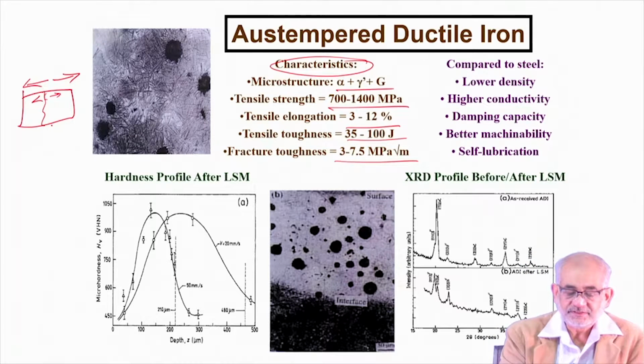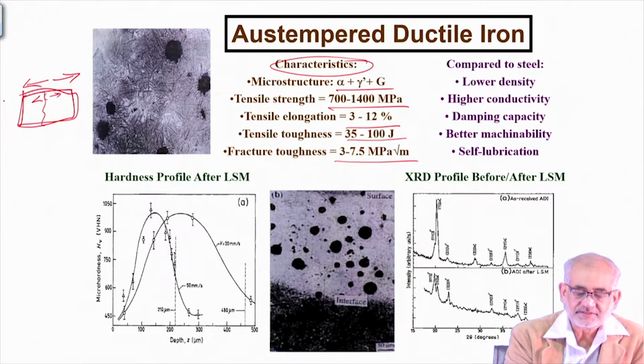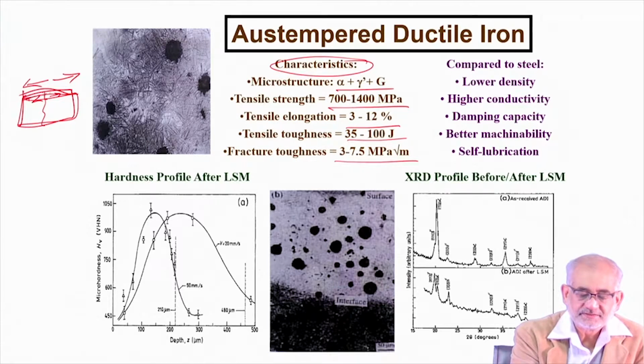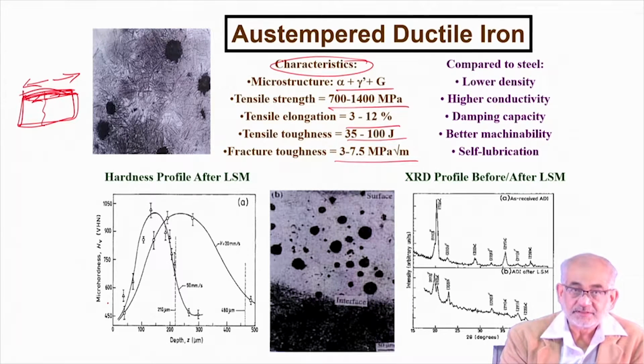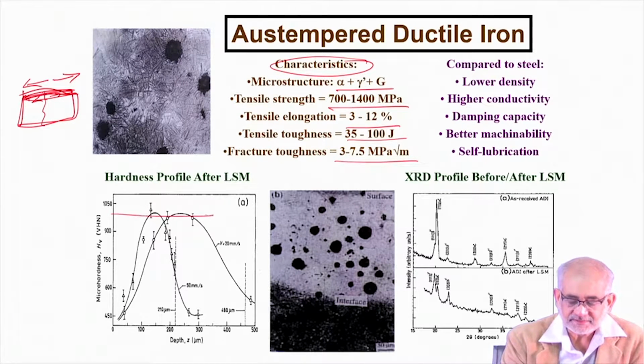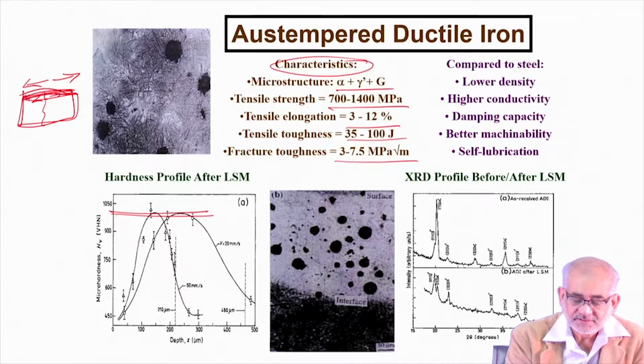So if you take a component made out of ADI, and if you do surface melting, then the surface will develop residual tensile stress. And the hardness profile typically will be sort of Gaussian like this. So this is an experimental result. What is interesting is that you do have fairly high hardness, very high hardness, higher than martensitic hardness because of the presence of cementite, which is over 900 Vickers hardness. But that high hardness region is not at the surface but below the surface.